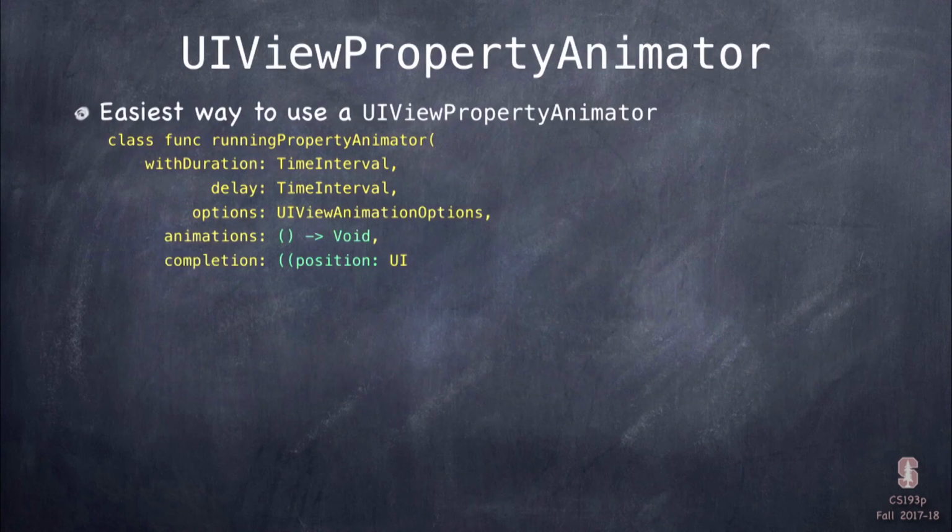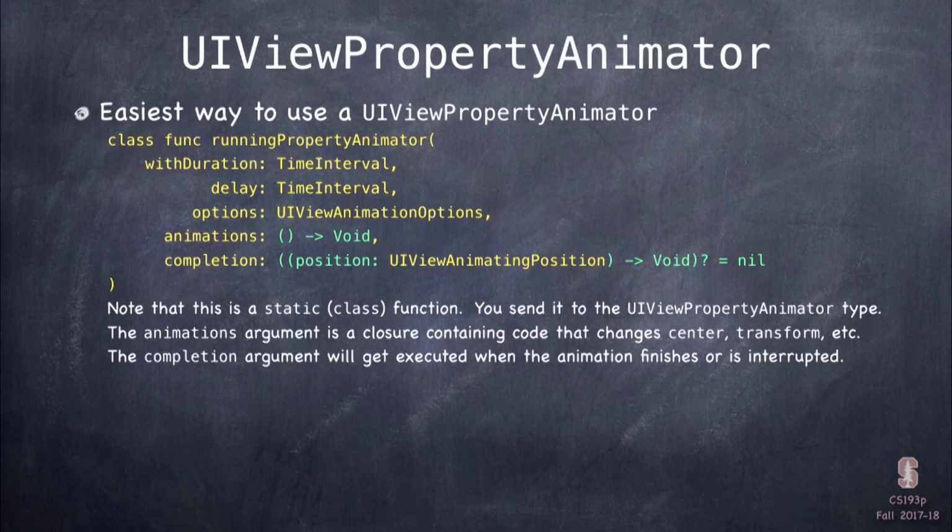Okay, so let's take a look at what it looks like to call it. Now, I'm not even going to scratch the surface of UI View Property Animator's power. It's amazing. You can create these animations. You can scrub them backwards and forwards. You can have them auto-repeat and reverse, do all these things. I'm just going to talk about kind of the simplest way to use it, which is this class method, running property animator. This thing creates a property animator that will immediately start running.